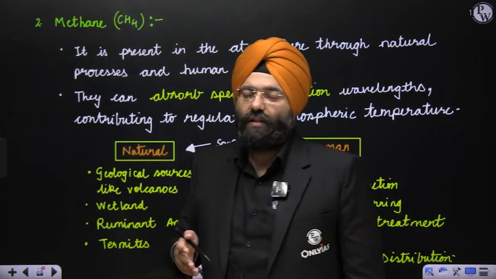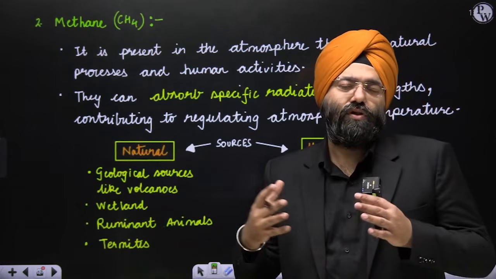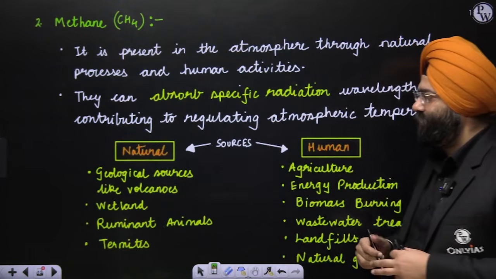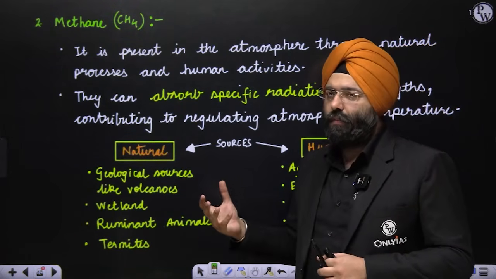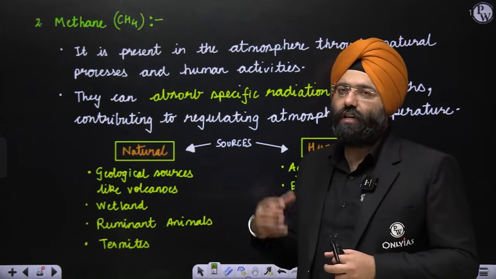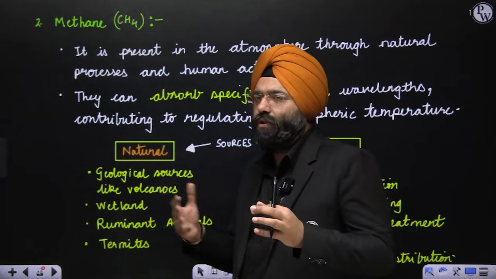UPSC can ask you a direct question which I have stated right now, but on the other hand, it can ask you the sources of methane. There are natural sources and there are human sources. Geological sources like volcanic eruptions, ruminant animals, and termites are also associated with the production of methane. These are natural phenomena. This is something that you cannot control.